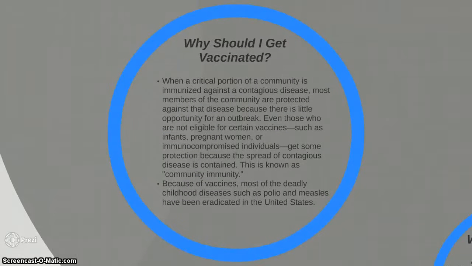Why should I get vaccinated? When a critical portion of a community is immunized against a contagious disease, most members of the community are protected against that disease because there is little opportunity for an outbreak. Even those who are not eligible for certain vaccines, such as infants, pregnant women, or immunocompromised individuals, get some protection because the spread of contagious disease is contained. This is known as community immunity, or herd immunity.